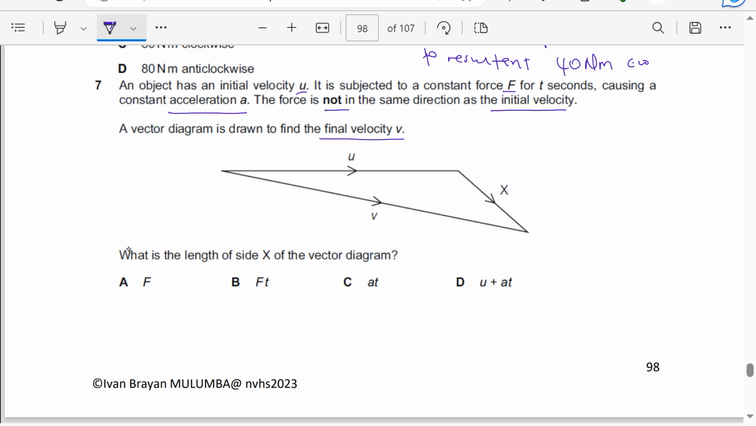An object with initial velocity u is subject to a constant force F for t seconds, causing a constant acceleration. Okay, if the acceleration is constant, I can say v is equal to u plus at. That is the first equation of motion. V, the resultant velocity, is equal to the initial velocity plus at. So automatically side x is going to be a times t. So the answer is C.